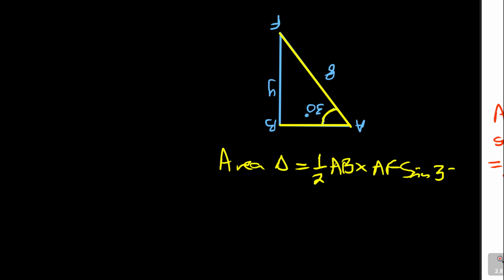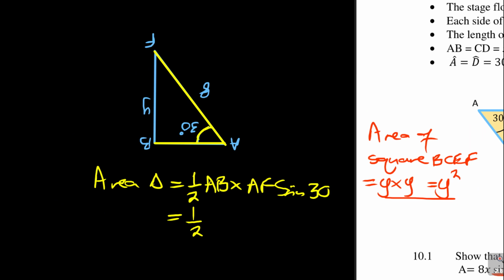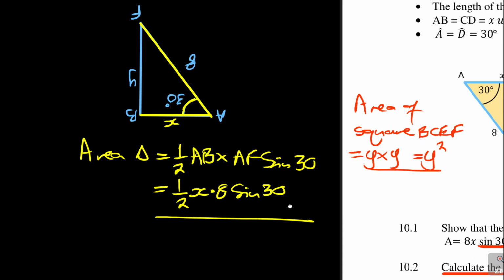You see that? I didn't want to take time, but that's what I wanted to bring across, which is half. Now AB, let me check, did they give us AB? Yes, they told us it's X, so AB here is X. See, so half X, and then AF is 8, X times 8 sin 30. Are you getting that? That is what you're having there. So we are gonna leave that for now.